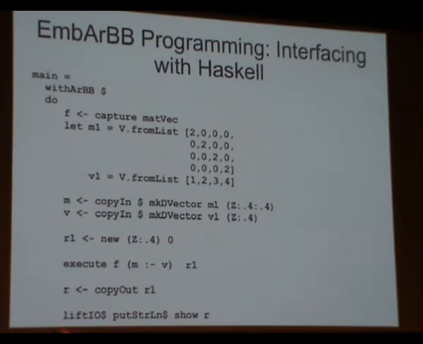And also, there are some details here. For example, I say that F is capture network. I borrowed that word from the EmbArBB people. They talk about capturing functions. So what that does in this case is actually, given a network, you would produce an AST. Capture would compile that and create an actual EmbArBB function. So this F is something that points out that compiled function in EmbArBB space.